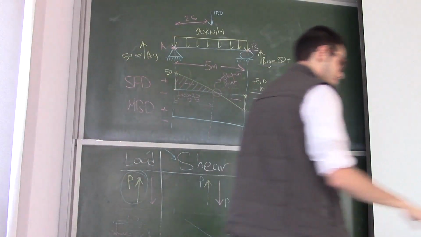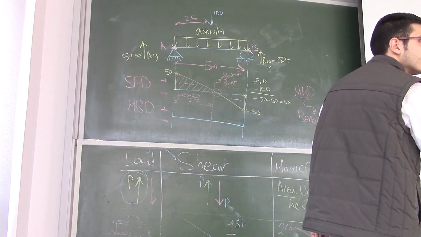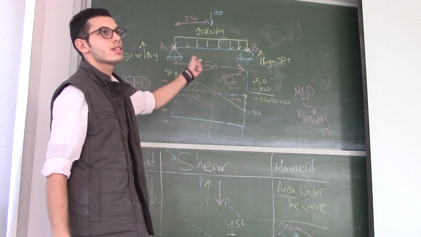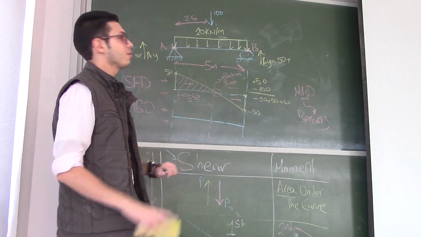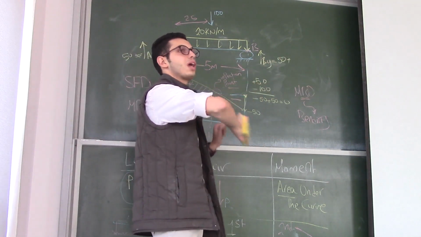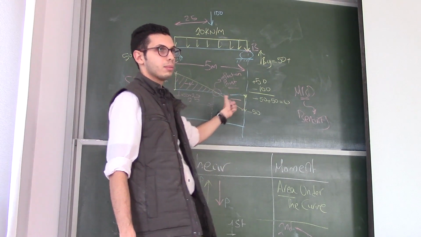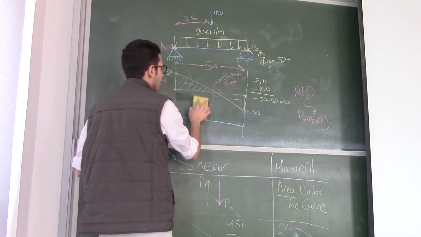Because we have the point load 100. The point load 100 is at 2.5. Okay, but it's not necessary. Just in this case, we found it to be 2.5. But if it's a long beam and we have a lot of loads, it's not necessary to always be the same here in the diagram. Okay, so how can we find it?